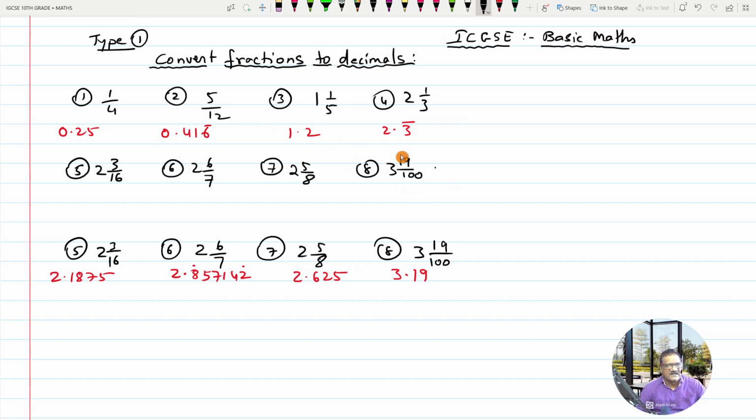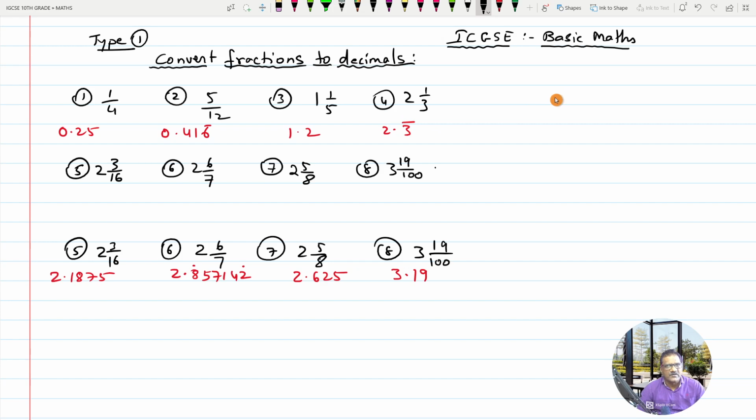So let us get started and start converting the fractions to decimals. The very first one is 1 upon 4. Now 1 upon 4 is a fraction. As you can see, there's a numerator and a denominator. If you want to convert it into a decimal, all you have to do is divide, and whatever answer you get in decimal form will be the answer.